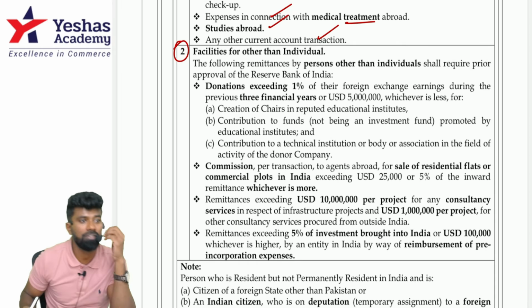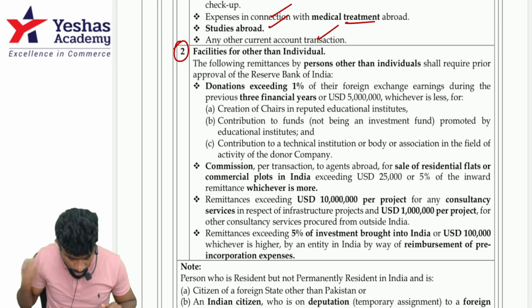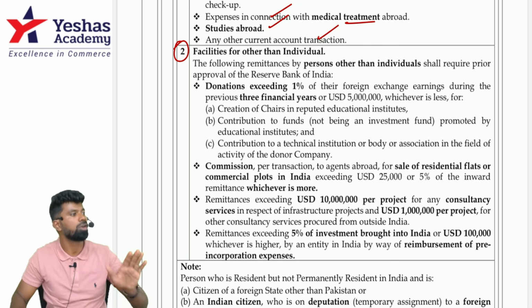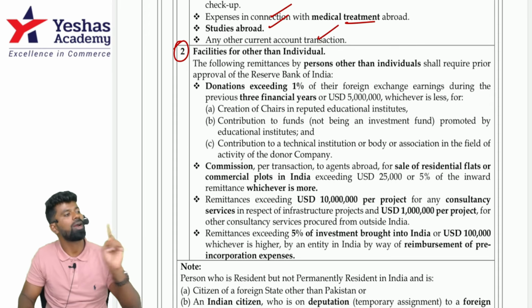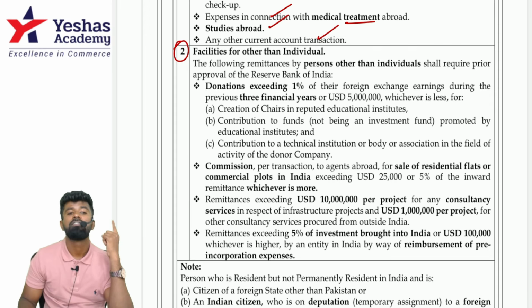Next one is important, facilities for other than individual. Now, if a person other than an individual, means other than a natural person, wants to draw foreign exchange exceeding the limit given under this, whose approval is required? RBI approval.